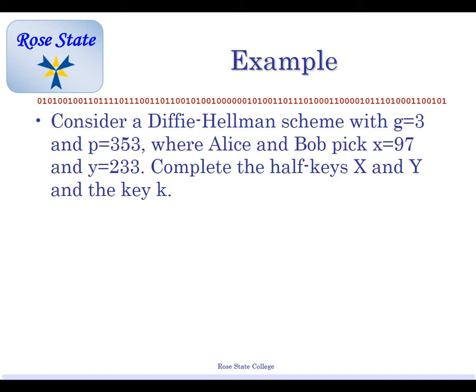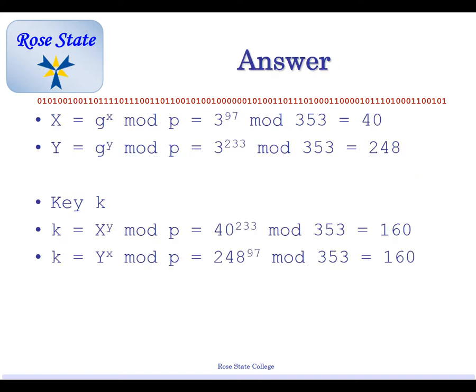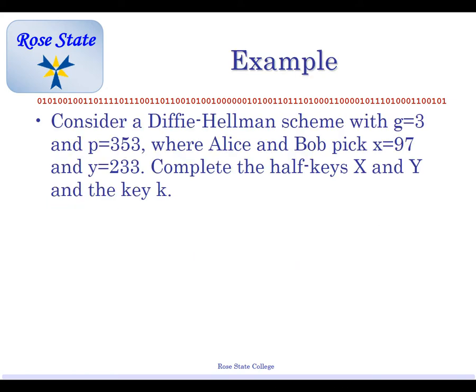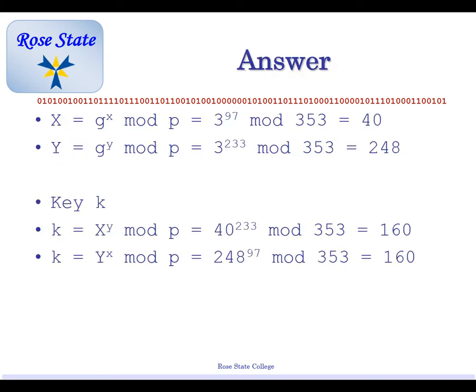Okay. So consider a Diffie-Hellman scheme with G of 3 and P of 353, where Alice and Bob pick 97 and 233. Okay? Complete the half keys, X and Y, and the key K. I give you all this right here. And the math is incredibly easy. So X is G to the X mod P. We know those because G is 3. So we put in the 3 and take the X, which is 97, so it becomes 3 to the 97th, mod 353, which becomes 40.